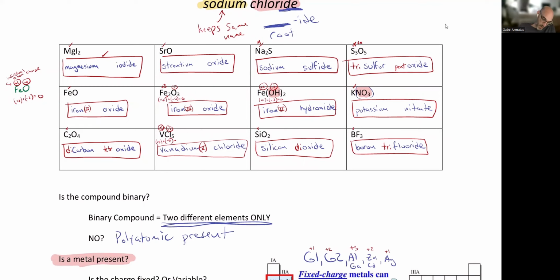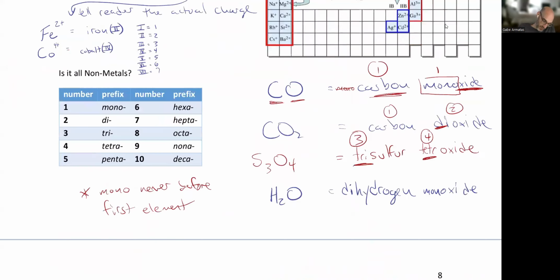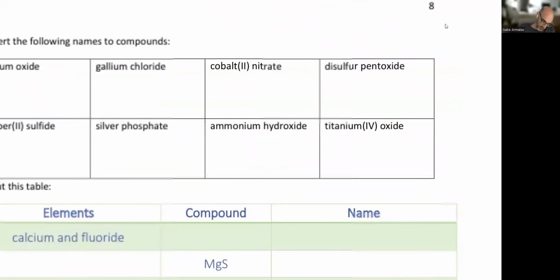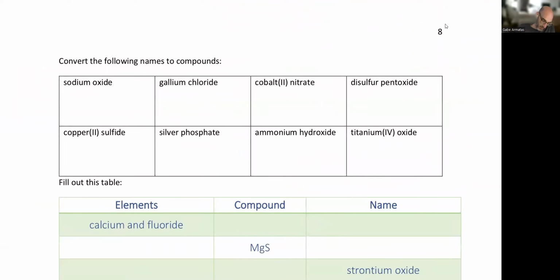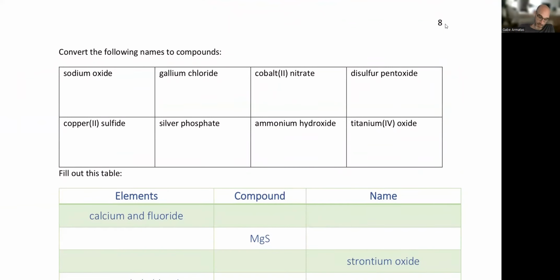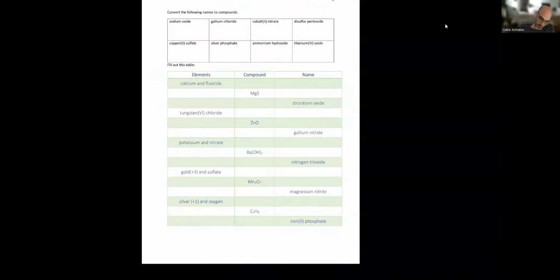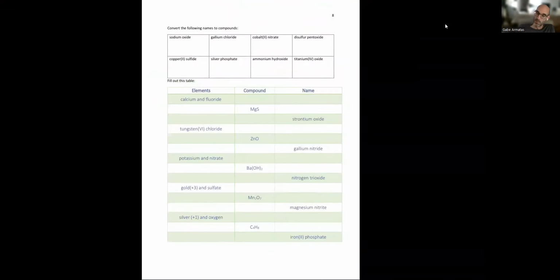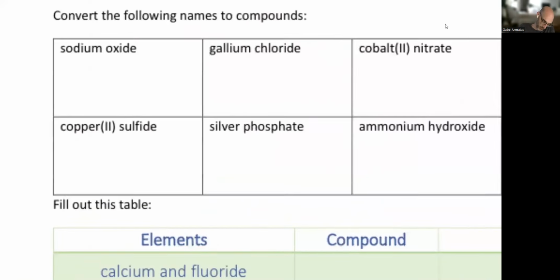Okay? All right, great. So with all of that said, the last thing that I want to take a look at is the following. So we are going to convert the following names to compounds. I'm going to do the first row and I'll let you guys do the second row, and you can fill out this table. I'll do the first one or two in this table. In fact, I'll do a couple of these and then we'll go from here.